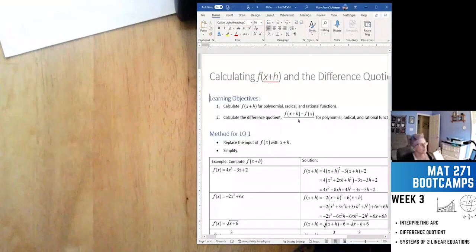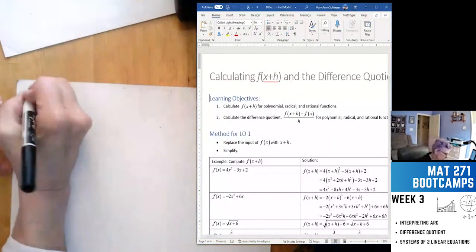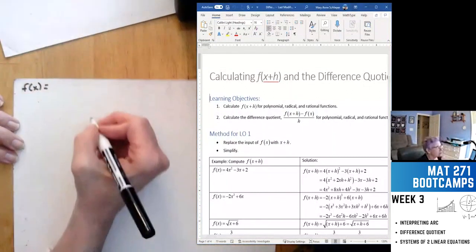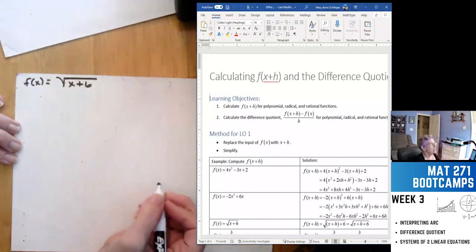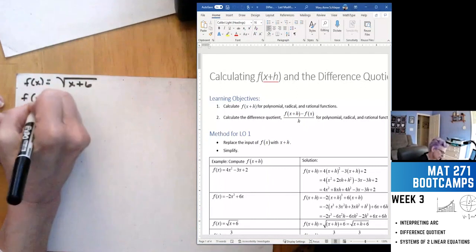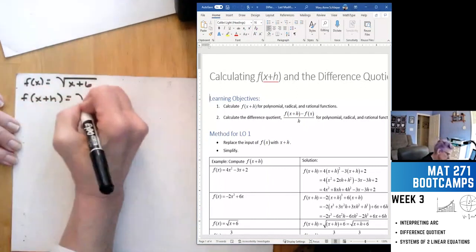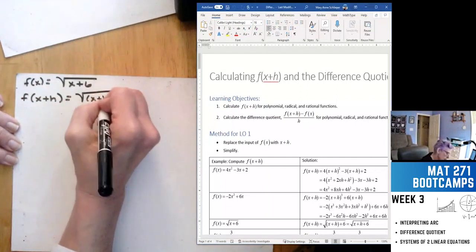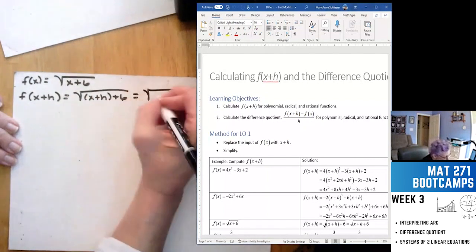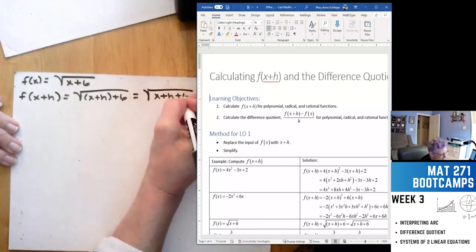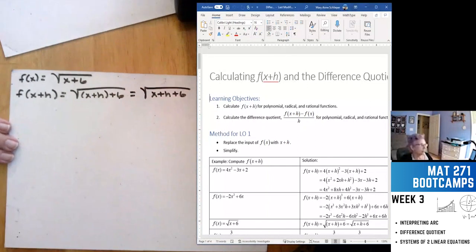Let's look at the next one. This one's really simple to plug in. f of x is equal to the square root of x plus 6. Then f of x plus h is just the square root of x plus h plus 6. Not a lot of simplifying to do, just that set of parentheses that's not really doing anything anyway.